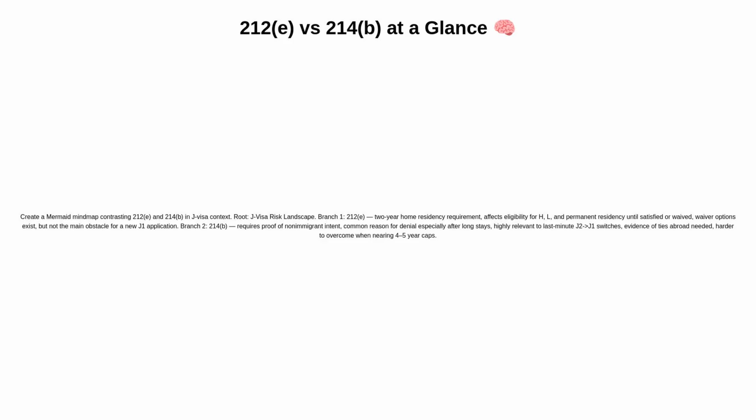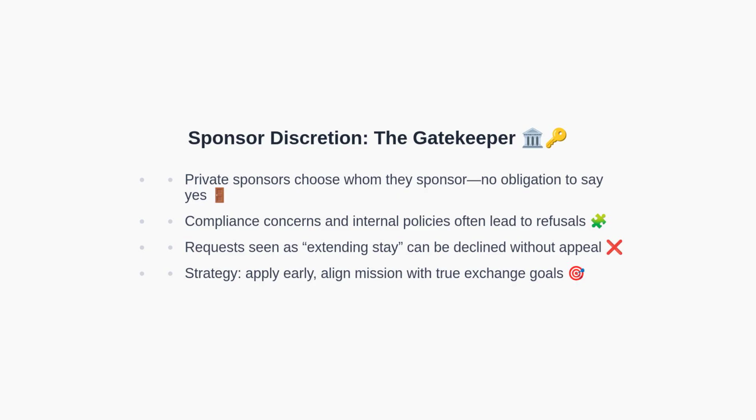On the 214B side, the issue is demonstrating non-immigrant intent. After 4 to 5 years in the United States, adjudicators may suspect that the applicant intends to remain longer than a temporary program would allow. This makes 214B a frequent and immediate cause of denial for late J2 to J1 switches, unless strong ties abroad and a clear exchange purpose are convincingly documented. With this distinction in mind, let's examine sponsor discretion.